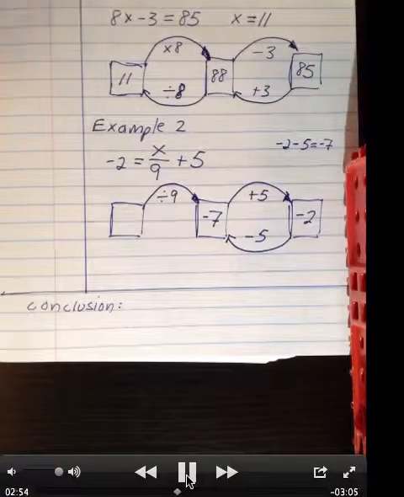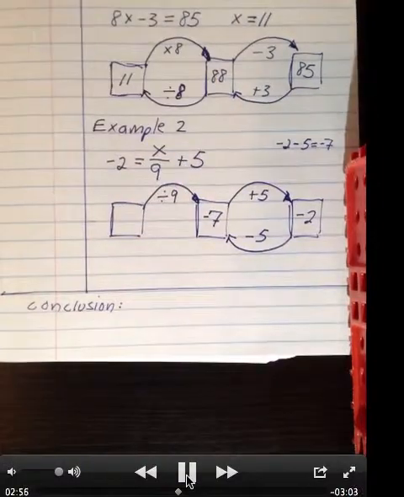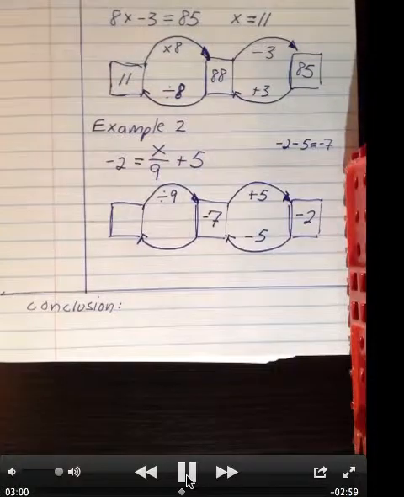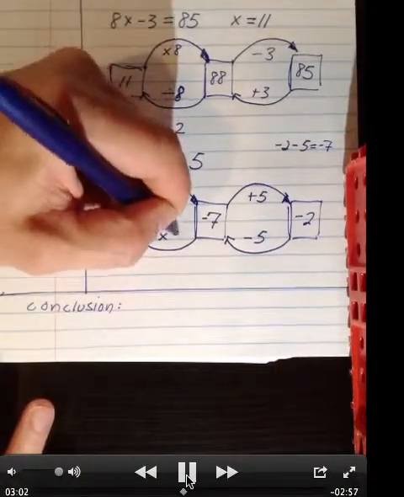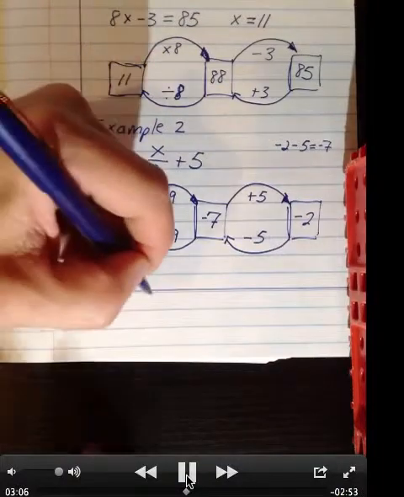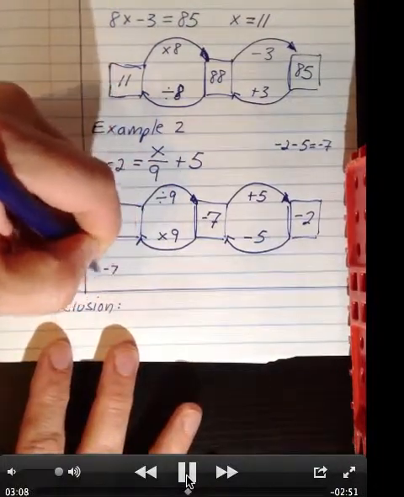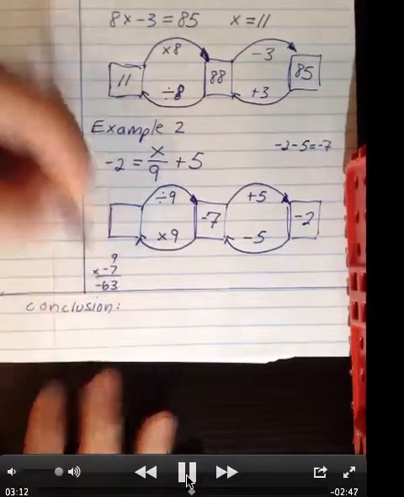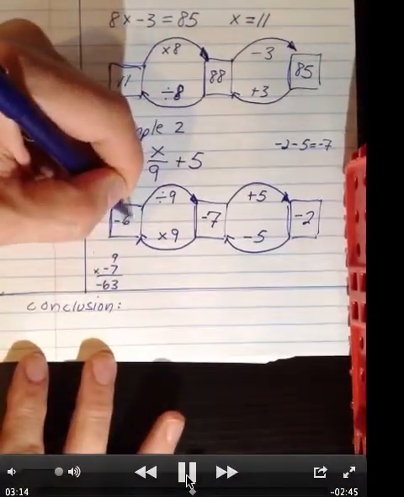Let's continue. We're going to multiply negative 7, what's in the middle box, by 9, reversing what happened when it was divided by 9. Negative 7 times 9 is negative 63.